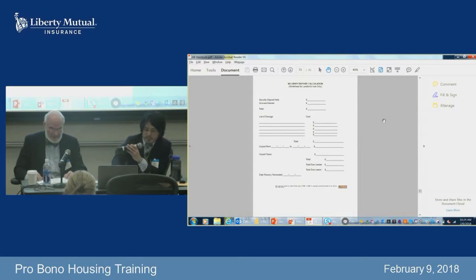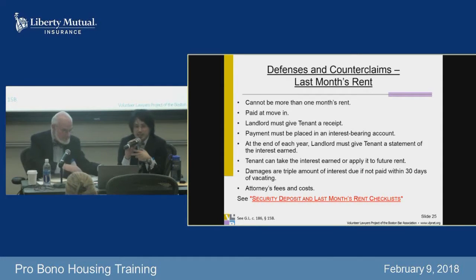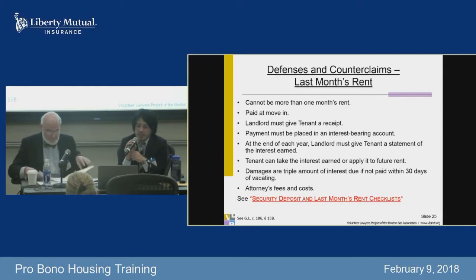Another claim that might come up is the last month's rent. So a lot of times, when people move in to a new place, they pay first month's, last month's, security deposit. The last month's rent also has to be handled a certain way. In a lot of ways, it's like the security deposit too. Not more than 1 month, paid at move-in. The landlord has to get a receipt, and it has to be placed in an interest-bearing account. At the end of the year, the tenant has to receive a statement and get the interest. The tenant can either use that interest or use it for future rent.